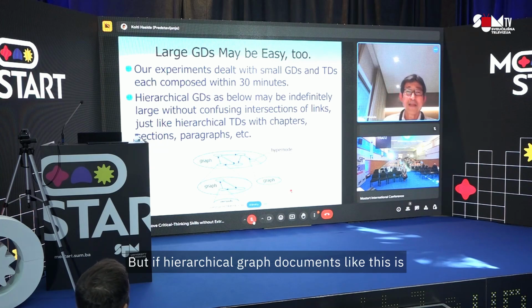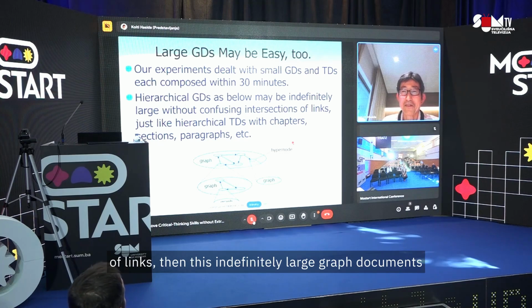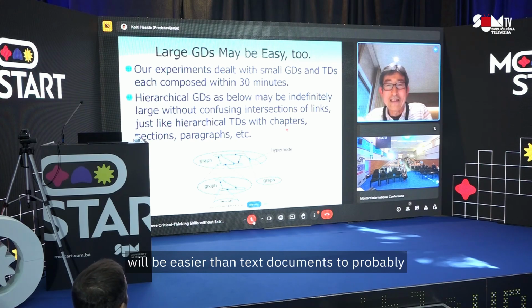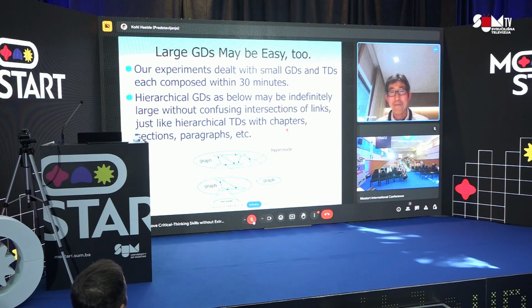But if hierarchical graph documents like this can be indefinitely large without confusing intersections of links, then indefinitely large graph documents will probably be easier than text documents to compose and also comprehend.